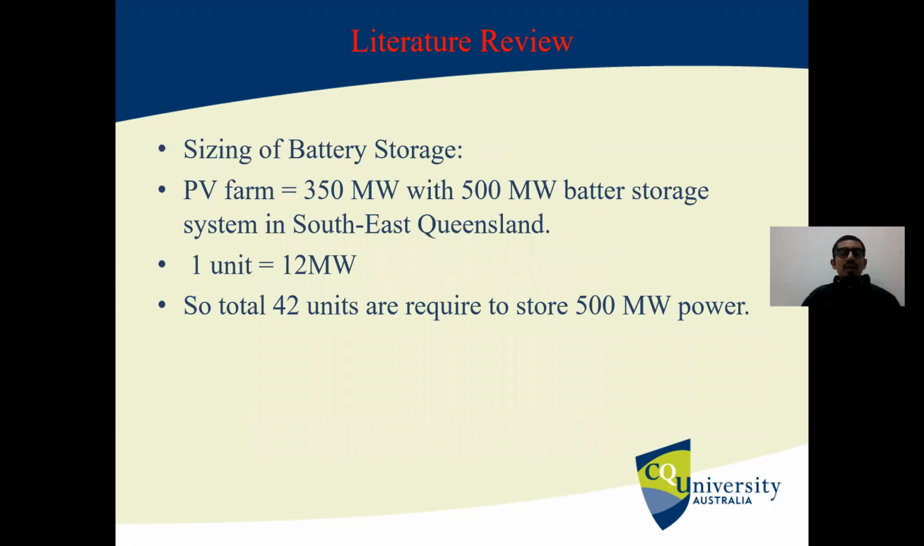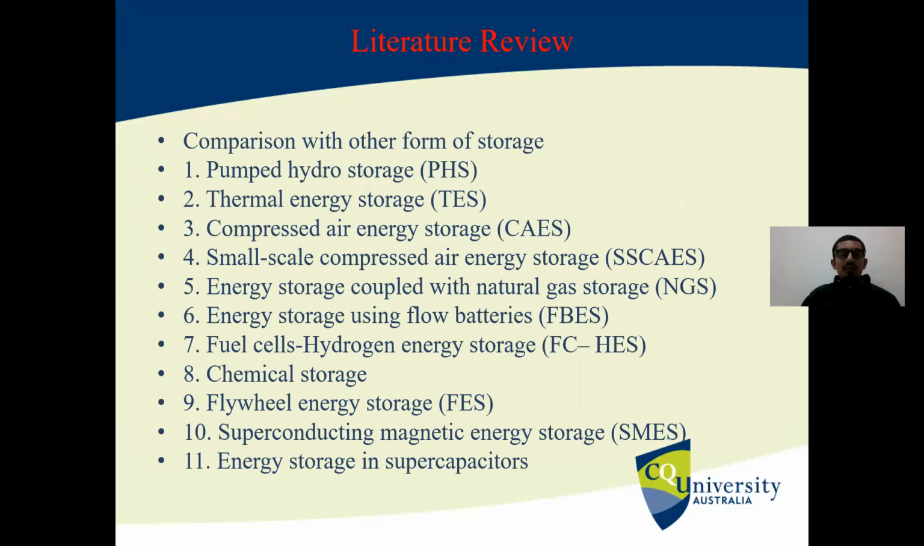Now the size of the battery: the 350 megawatt photovoltaic farm has a 500 megawatt capacity battery storage system. If we consider one unit stores 12 megawatt, we require 42 units to store the whole generated power, which is 500 megawatt. Next slide, please. There are various forms of storage system. Out of all the systems, we selected the battery storage system because it has more advantages than other systems, such as high efficiency, and it also removes reactive power by controlling the frequency and voltage.